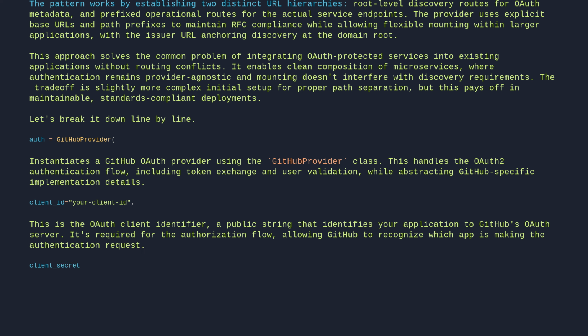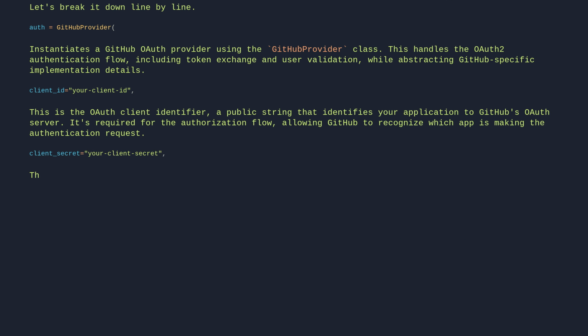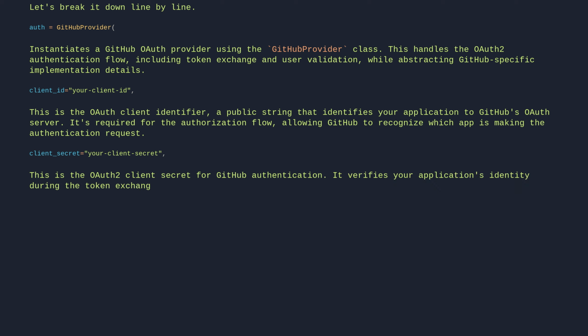client_secret = your client secret. This is the OAuth 2 client secret for GitHub authentication. It verifies your application's identity during the token exchange, preventing unauthorized access to user data. Never commit the real secret to version control.